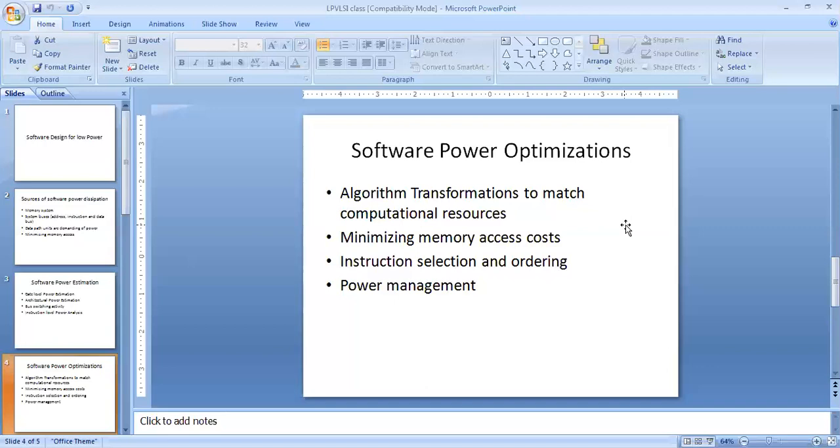Okay, so these are the different types of software power optimization techniques. First one is algorithm transformations to match computational resources. Second one is minimizing memory access cost. Then instruction selection and ordering, and power management. Minimizing memory access means you have to access the memory in a lesser manner. Instruction selection means you have to choose the least expensive instruction. Power management means software has the ability to initiate the power down mode. So that is called power management.